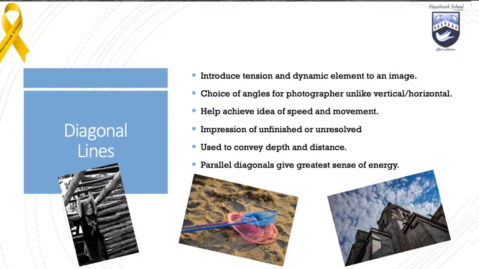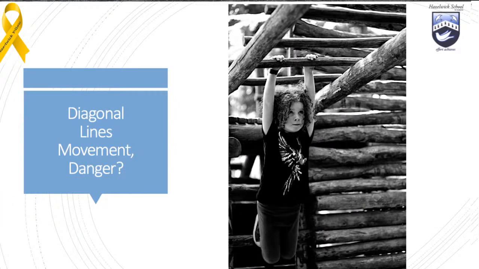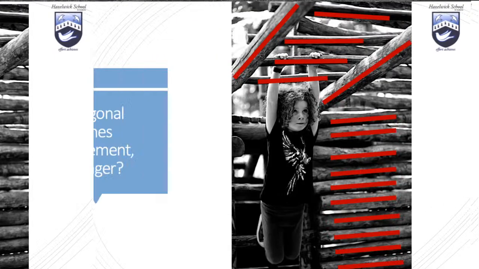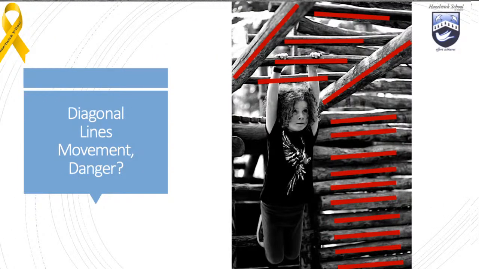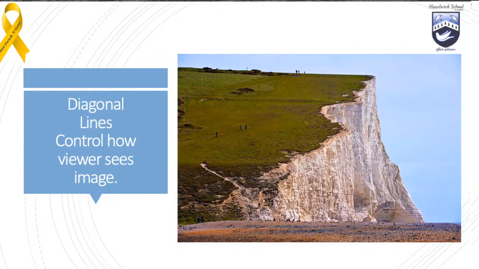But also, diagonals give that sense of depth and distance. When you think about shooting a building, and you can see it moving away into the distance where all the lines converge, that's that sense of depth that you get by the lines coming together at the horizon. And parallel diagonals give a sense of energy. So let's look at a few so you can find them. And this might be danger in case she's going to fall off this climbing frame, but you can see you've got lots of diagonals and some horizontals as well, to be fair. But that mishmash tends to work quite well and gives the image a sense of interest that it just wouldn't have otherwise.